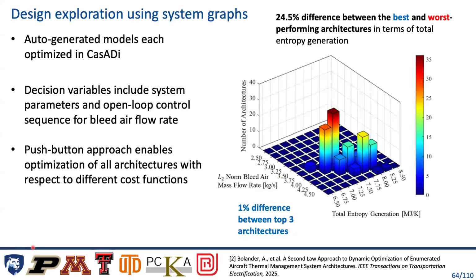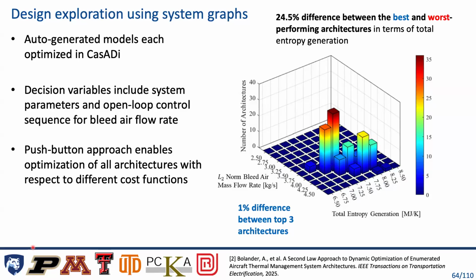Okay. So what we did was auto-generate all of those graph-based models using those components that we talked about, and then optimize them using CasADi. And this is, again, a very brief snapshot of the results. If you're interested, I would point you to this article, and it's also cited in the tutorial paper. And here, this was a control co-design problem to the extent that we were optimizing system parameters, and in this case, an open loop control sequence for the bleed air mass flow rate.